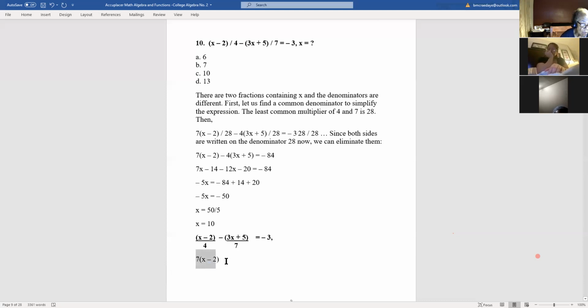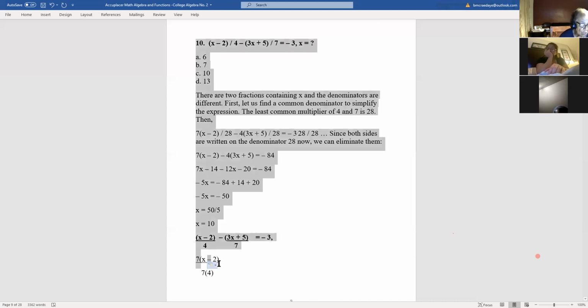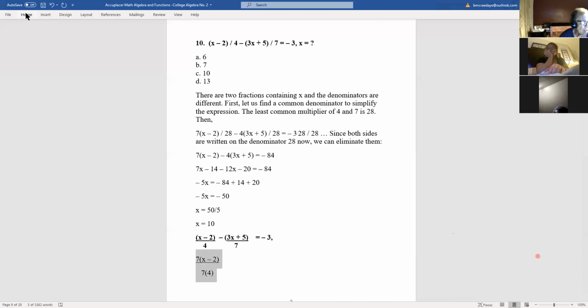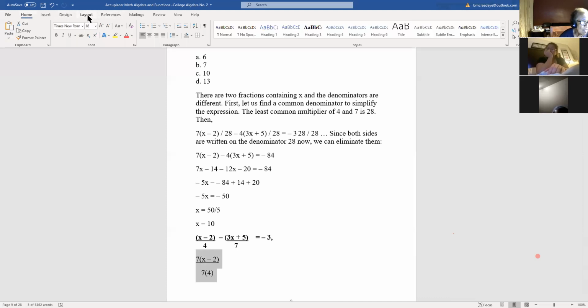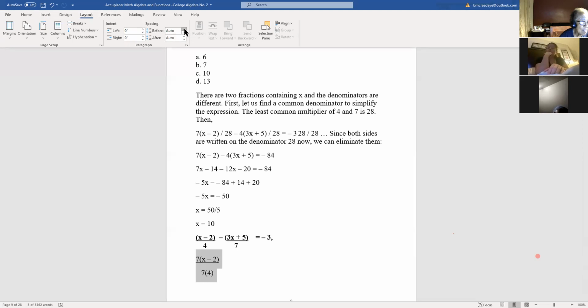Okay. Underline that, and put the 4 here. Well, actually, I've got to multiply this by 7 too on the line, and multiply this 7 by 4. So that would be 7 times 4, because I'll end up with 28 in my denominators. You see this, every trick in the book with algebra.